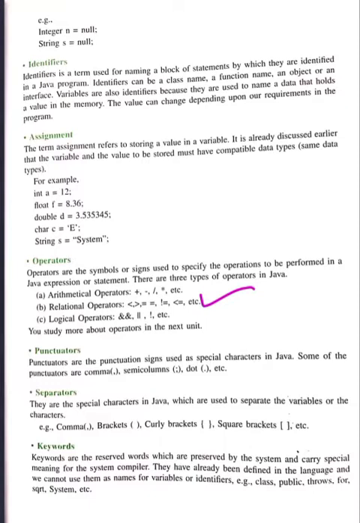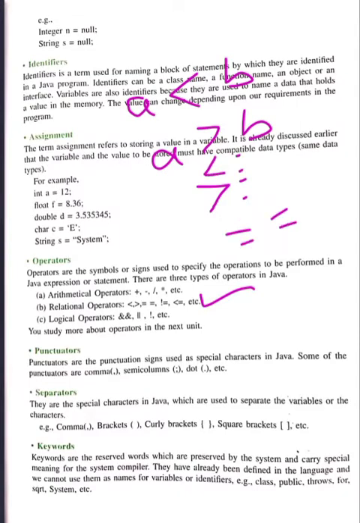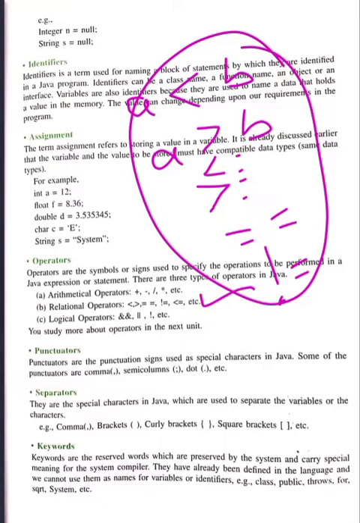Then there are relational operators which tell the relation between the two operands, like A is less than B or greater than B, or less than or equal to, or greater than or equal to, or equal to, so we write double equal, and not equal, we write exclamation equal. So these are the relational operators which give a relation between the two operands. Then logical operators.